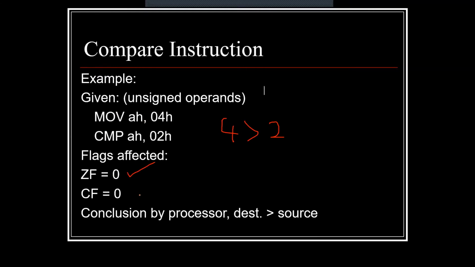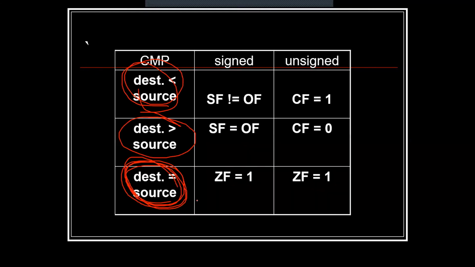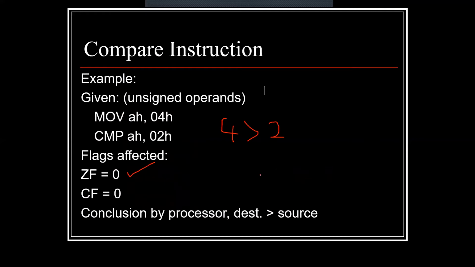And then the carry flag. If it's larger, the carry flag will be set to 0. Why is the carry flag set to 0? Because we can simply subtract 2 and don't need to borrow. So that's the first one.